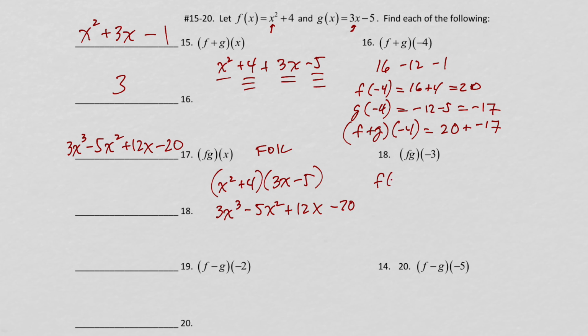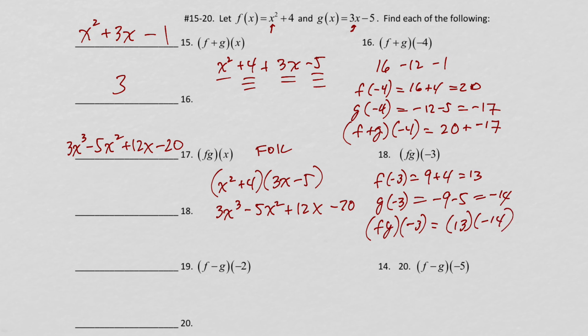So I'll say f of negative 3 is equal to negative 3 squared is a positive 9. Positive 9 plus 4 is 13. G of negative 3 is, plugging in negative 3 here, negative 3 times 3 is negative 9, and minus 5, which is negative 14. So Fg of negative 3 is the product of those. 13 times negative 14, which turns out to negative 182.